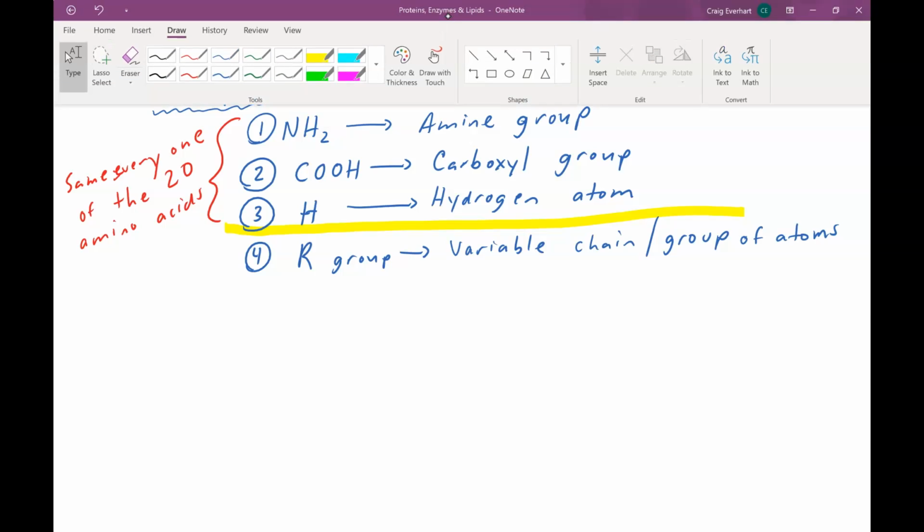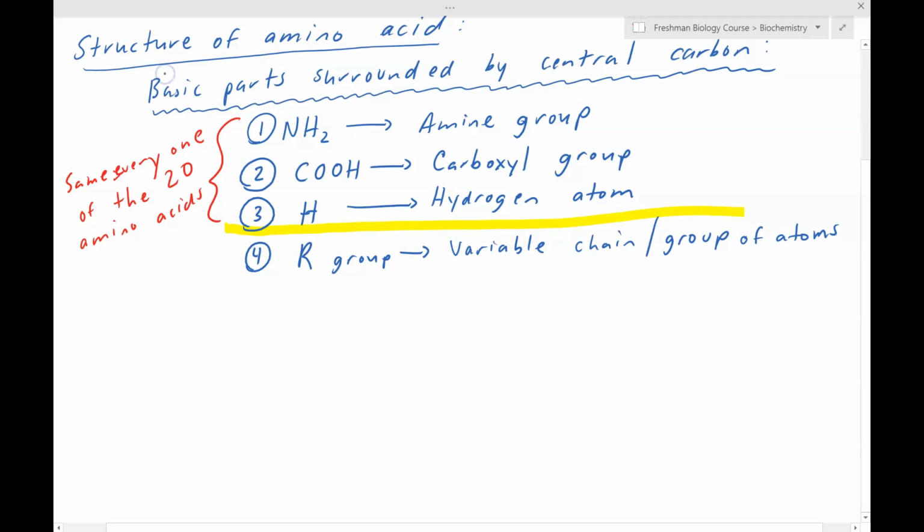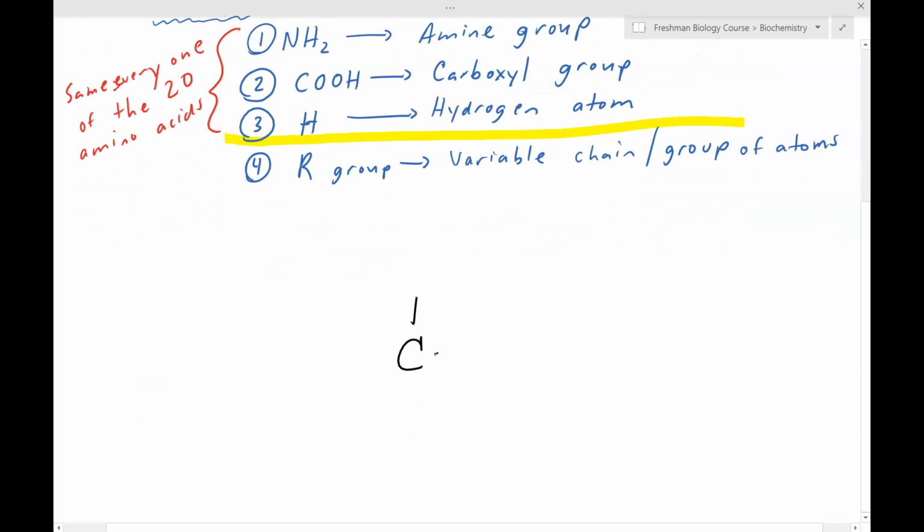And now let's go ahead and draw an amino acid. We're going to start with that central carbon. Remember, carbon can bond to four things. So this is how we start our amino acid structure. And then at the top, we have a lone hydrogen. That's the lone hydrogen that we mentioned up here. On the left-hand side is my NH2 group. On the right-hand side is my carboxyl group.